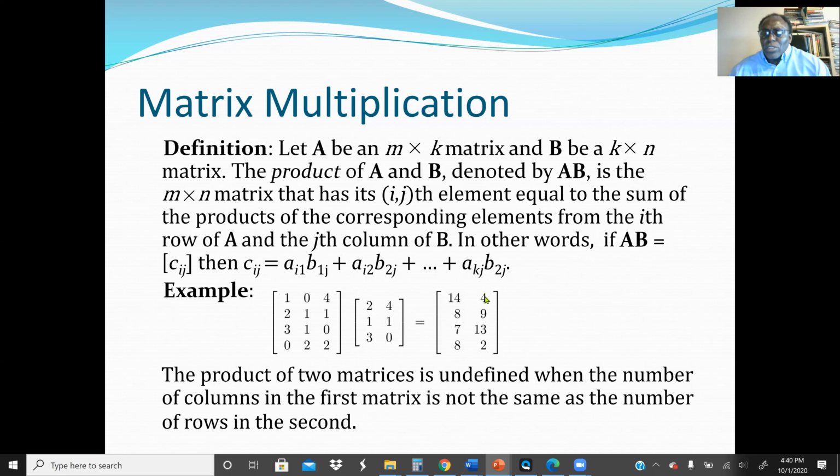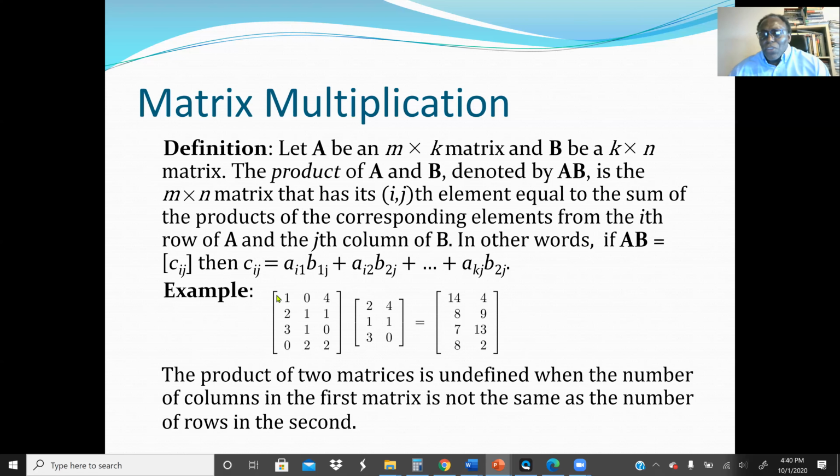This 4 is in what? The first row, second column. So we take the first row of the first matrix. This time we take the second column. 1 times 4 is 4. 0 times 1 is 0. 4 times 0 is 0. So it will be 0 plus 0 plus 4, which will give me 4.